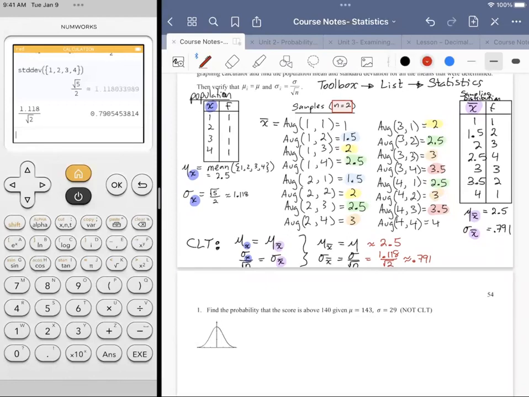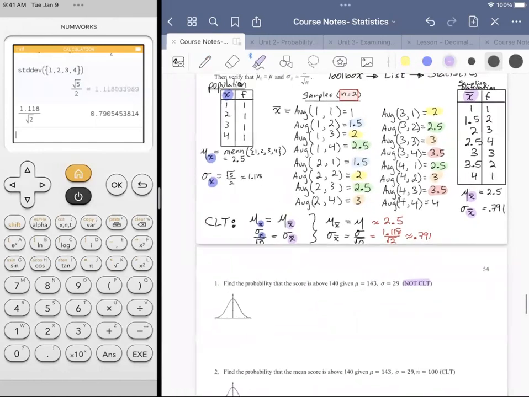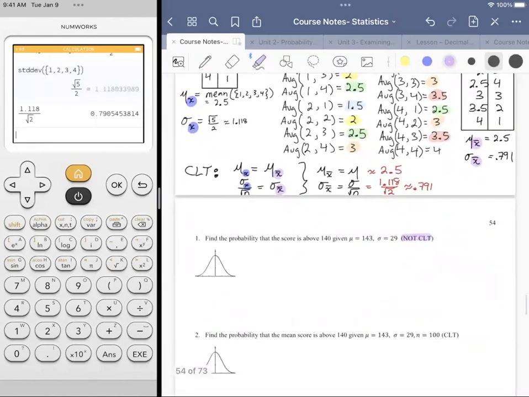All right. The first example on the next page: find the probability that the score is above 140, given 143 and 29 for the mean and standard deviation. This one I say is not central limit theorem. All right. So it's like, oh, we just did all that stuff with central limit theorem. Why are we not doing an example that involves central limit theorem? I want to show you how 2 similar looking problems could lead to different approaches.